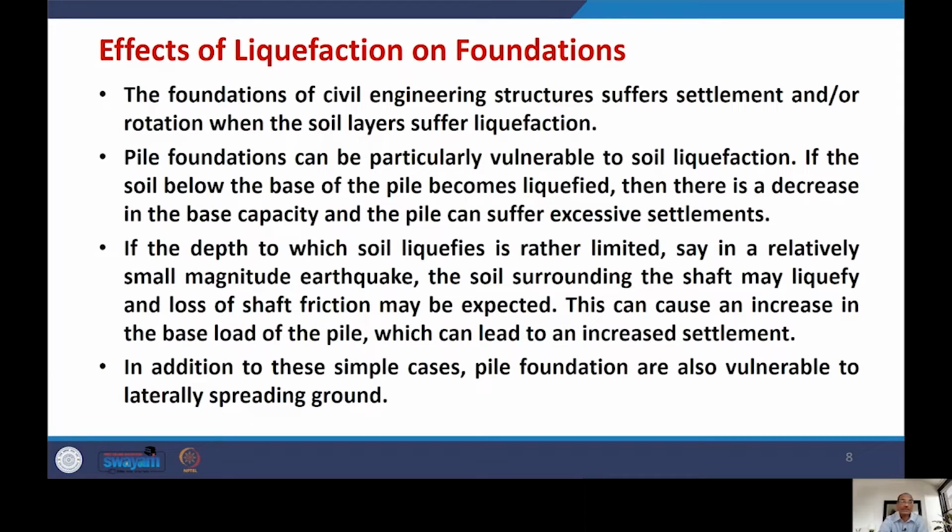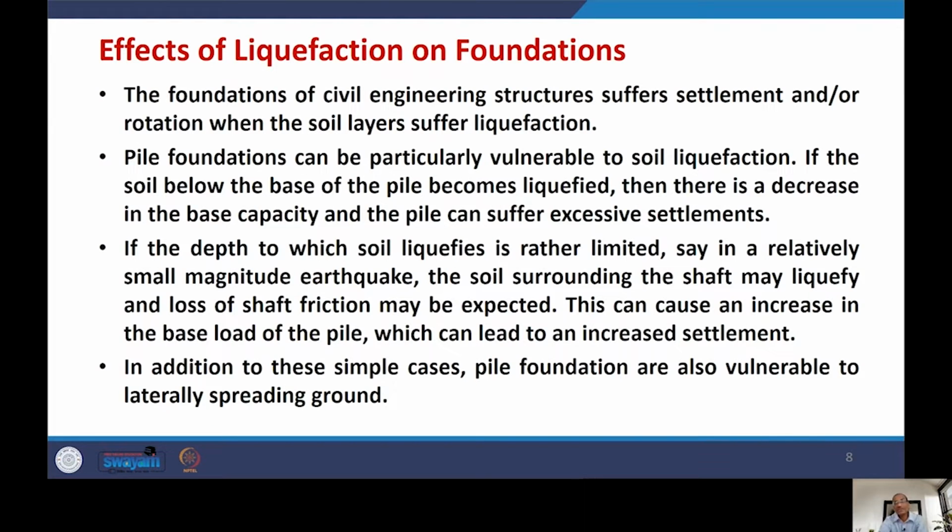If the depth to which soil liquefies is rather limited, say in a relatively small magnitude earthquake, the soil surrounding the shaft may liquefy and loss of shaft friction may be expected. As a result, this will cause an increase in the base load of the pile, which can lead to increased settlement. In addition to these simple cases, pile foundations are also vulnerable to laterally spreading ground.